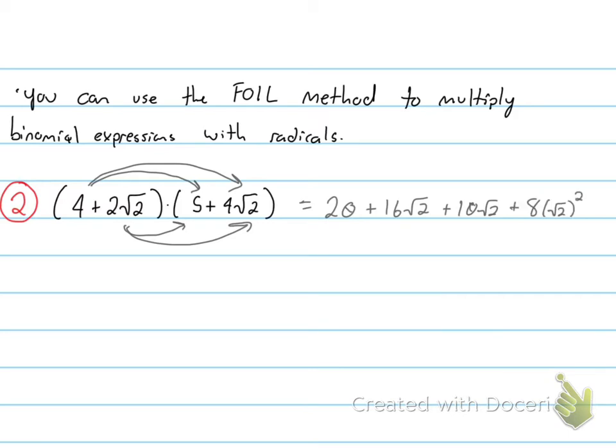So I have 8 times the square root of 2 squared. Looking at this all together, the square root of 2 squared will simplify to give me 2. 8 times 2 gives me 16. Now looking at my expanded form of this problem, I can combine like terms. The 20 and the 16 are both whole numbers. I can combine those. And 16 square root of 2 and 10 square root of 2 will combine because they have the same radical. So my final answer here would be 36 plus 26 square root of 2.